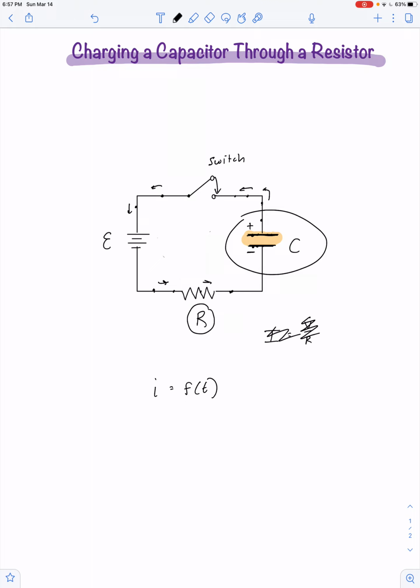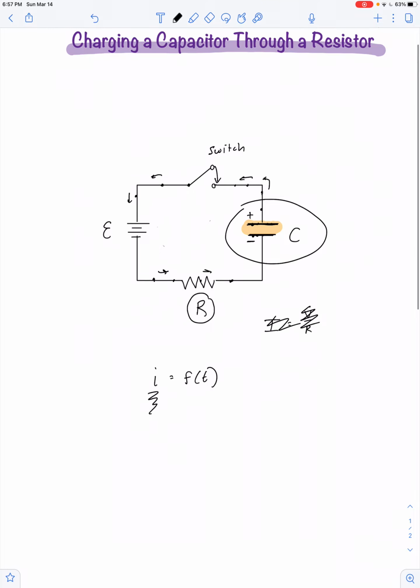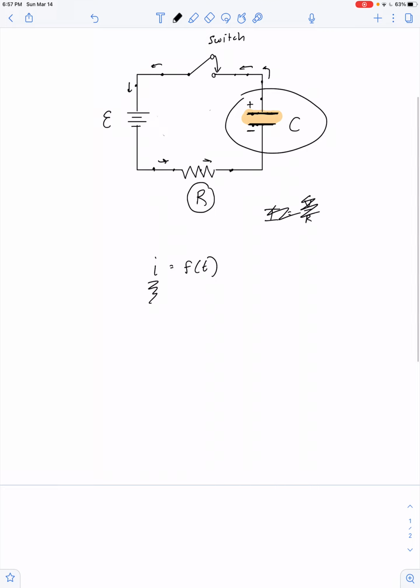So notice I'm using lowercase i for current now. If it's a steady value, I might use a capital I as a way to signify that it's a constant singular value, but because the current varies with time, then I'll use lowercase i to indicate that current is a variable. So let's see, I want to apply Kirchhoff's loop rule to this circuit.